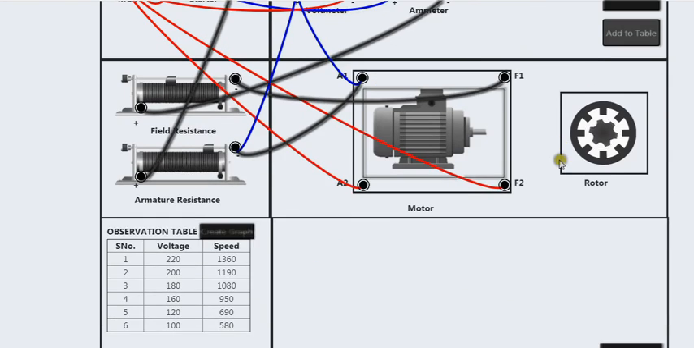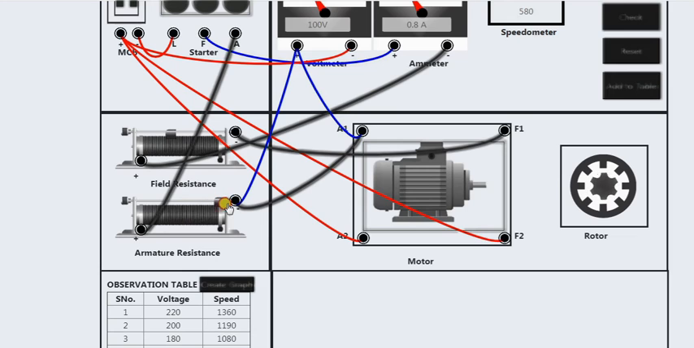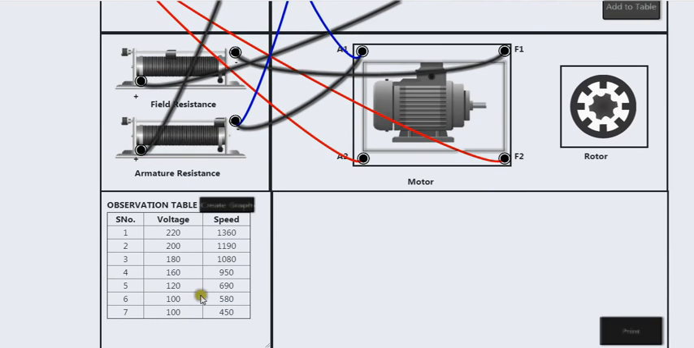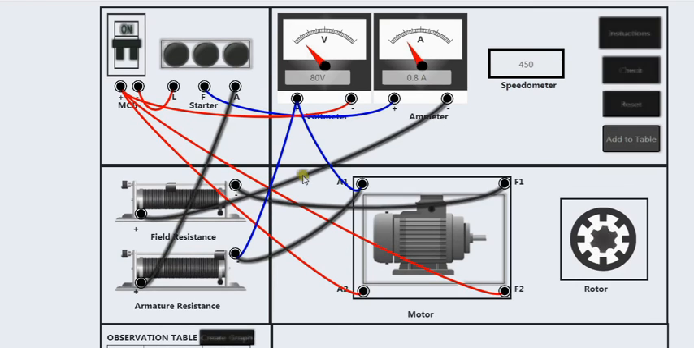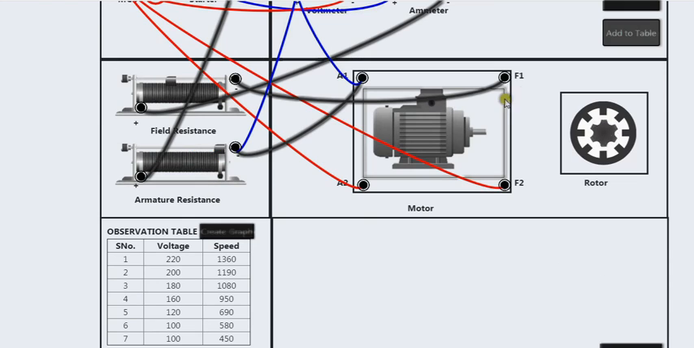See the reading. Currently the armature voltage is 80 volt, and the field current is 0.8 ampere. It does not change basically. The field current is kept constant, and the speed is changing; the speed is reducing. Now we have to draw the graph, so click on create graph.